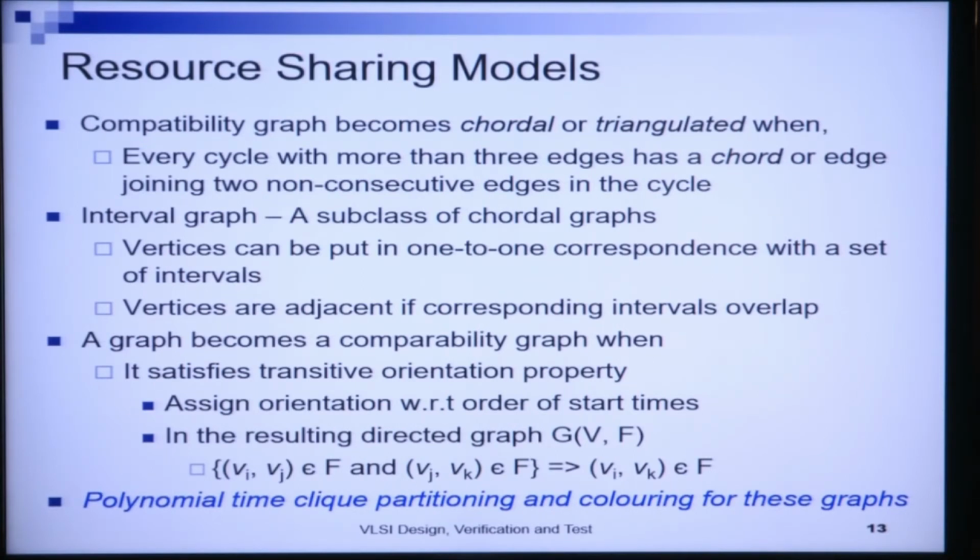In the resulting directed graph G equals V comma F, Vi Vj belongs to F and Vj Vk belongs to F implies that Vi Vk belongs to F. So, this transitive direction property will be imposable on this graph.